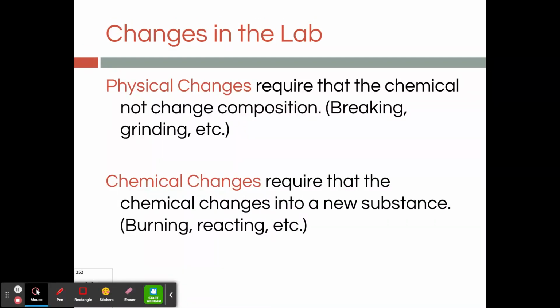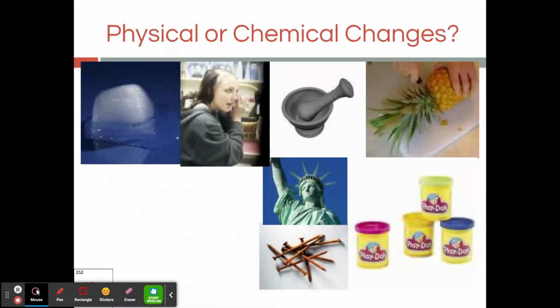Milk, on the other hand, if I left milk out overnight and it started to curdle, when it looks kind of cheesy and clumpy, that process cannot be redone. So, milk souring would be a chemical change. So, if I had ice melting, that would be a physical change because you can reverse that. Iron rusting, that would be a chemical change.